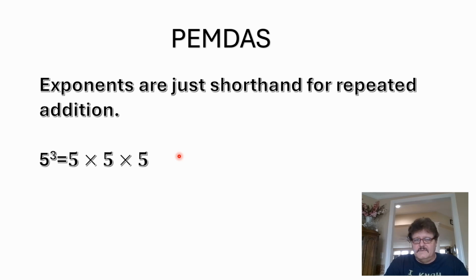And then the next thing we would look for are any exponents in a problem. Exponents are really shorthand for repeated multiplication, first of all, is what they really are. We'll get into what multiplication is. Why is that? Well, because 5 to the third power is equal to 5 times 5 times 5, and it's much easier to write 5 to the third power than it would be to write 5 times 5 times 5.